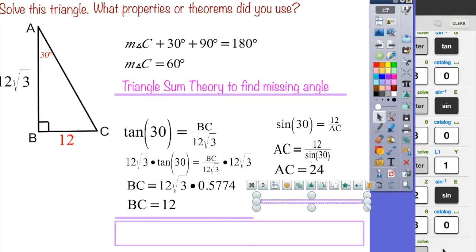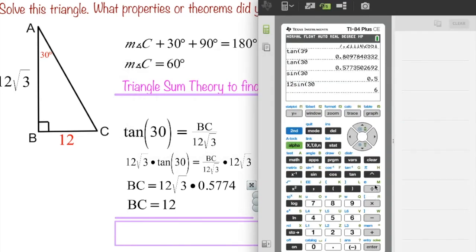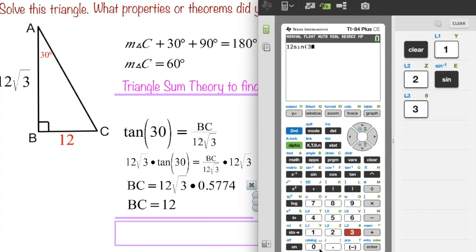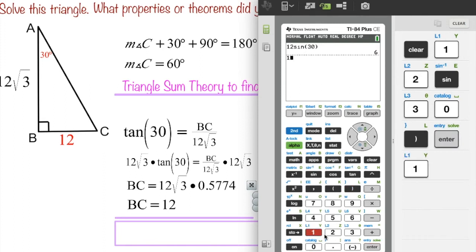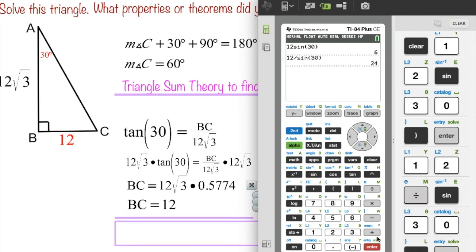Okay. And the way I would do this in the calculator is, let me clear that out. I would type in 12 divided by sine of 30 degrees, and I'm going to close the parentheses. Okay, that is equal to 24.